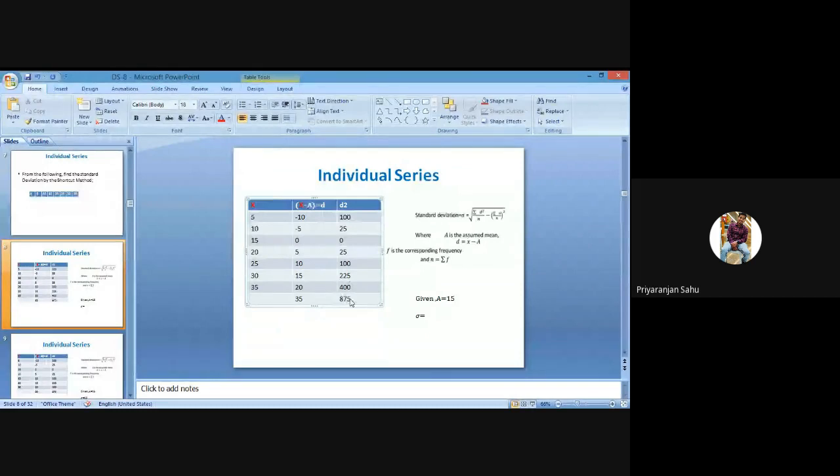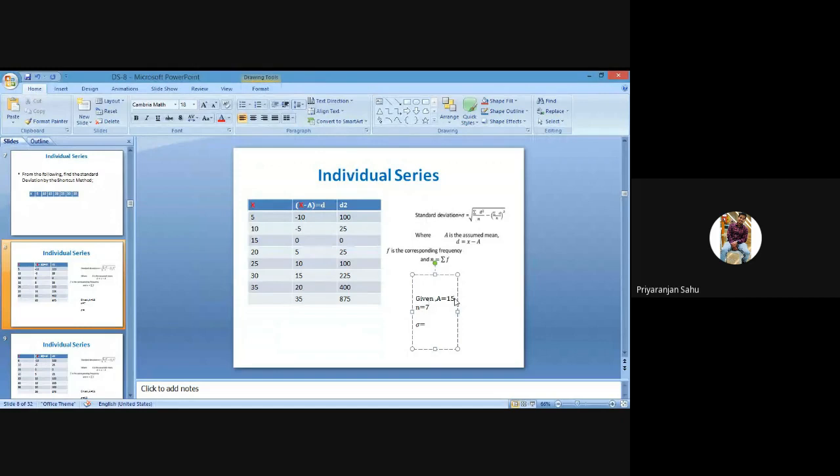875. So what is the value of n here in this particular problem, in reference to individual series? Value of n, the number of observations in case of individual series. 7, sir. 7 exactly. N equals 7. Now put the values in the formula to calculate the standard deviation.